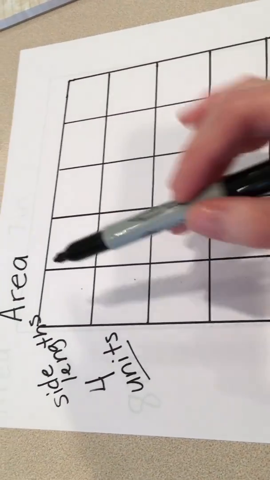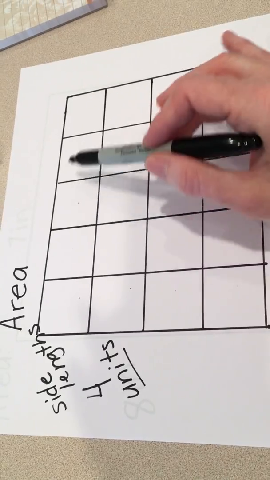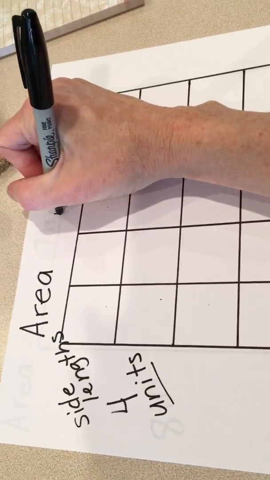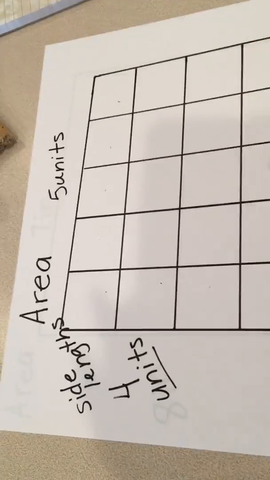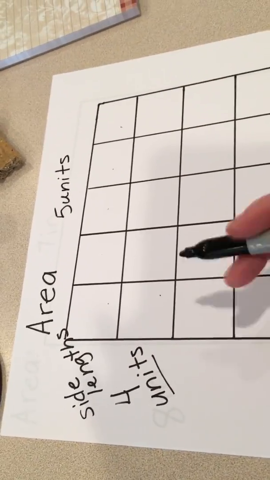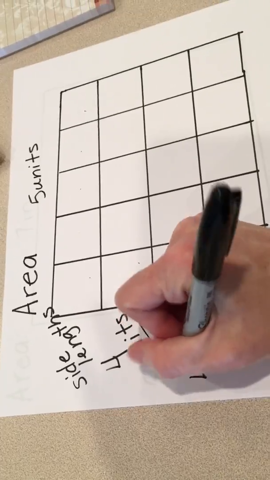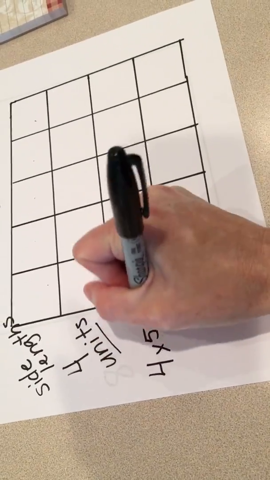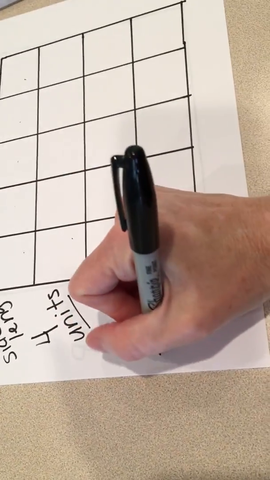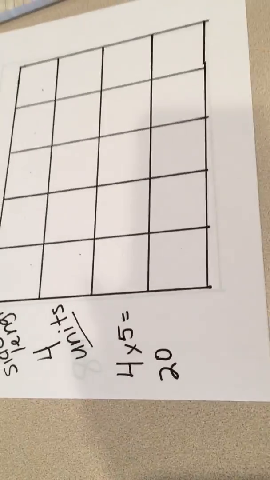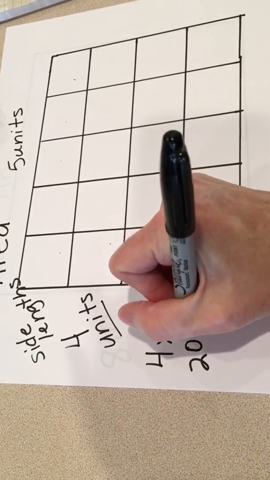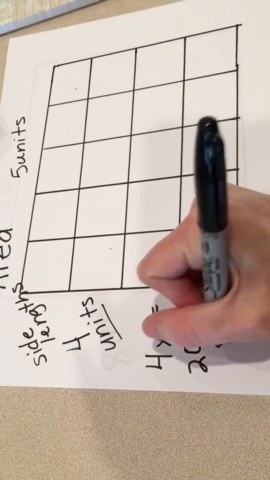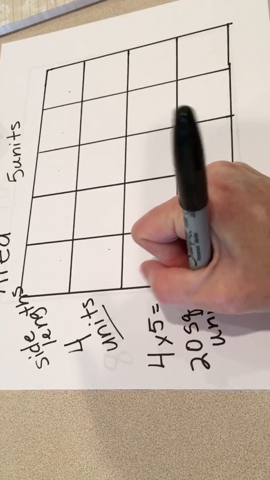Okay? So now I do my rows, 1, 2, 3, 4, 5. So I'm going to write 5 units. And so when I multiply, I'm still going to multiply 4 times 5 equals 20. Okay, but now we're not just getting the answer to multiplication, we're also showing this is a measurement. So 20 square units. Now my answer is complete.